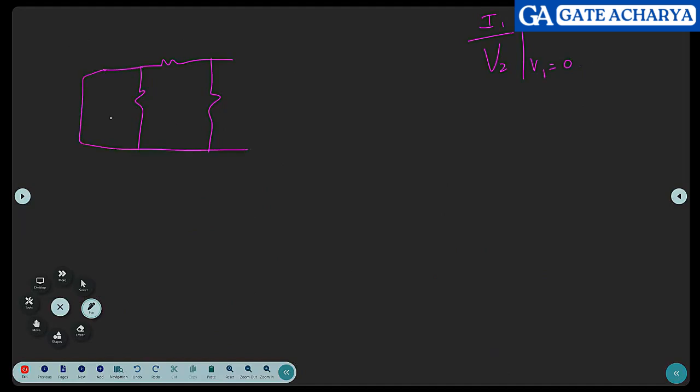So I'm going to short it. No, no, no. What is the current we are measuring? We are measuring I1. I1 we are measuring. V2 is 1 volt. V1 is 0. What will be the current here? Very difficult. Just tell me what is this current.